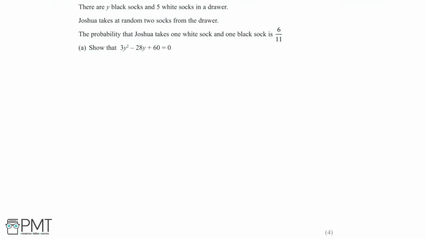In this question, we're told that there are y black socks and 5 white socks in a drawer. Joshua takes at random 2 socks from the drawer. We're told that the probability that Joshua takes one white sock and one black sock is 6 out of 11. And we need to show that 3y squared minus 28y plus 60 is equal to 0.